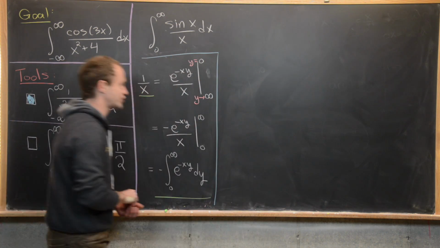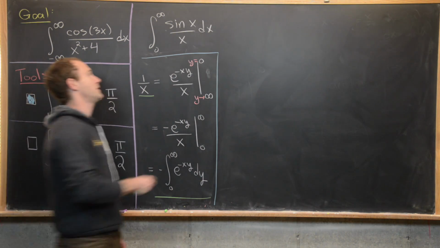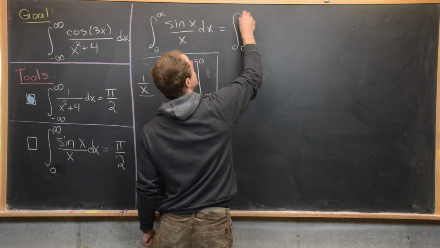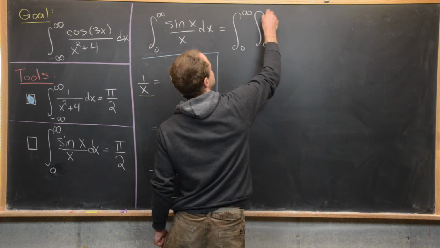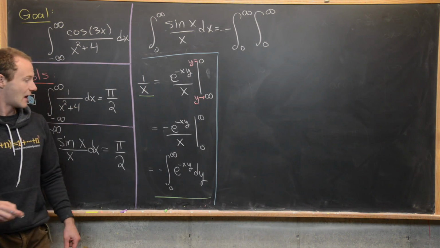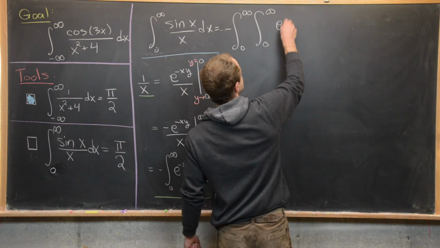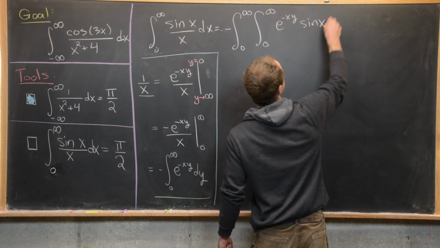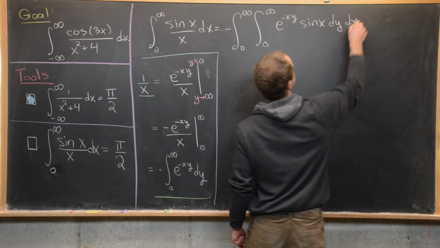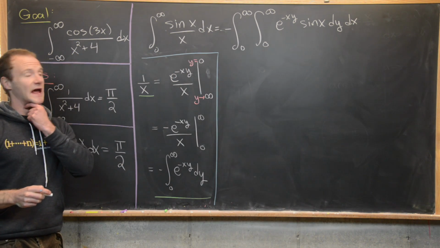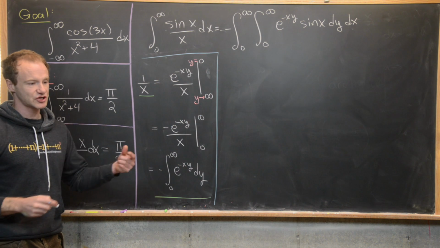Now I want to insert that into my integral up here, which is one of my sub goals. So I've got the integral from 0 to infinity, the integral from 0 to infinity. I'll take that minus sign and bring it out, and then e to the minus xy sine x dy dx. Now we're going to apply Fubini's theorem and change the order of integration.